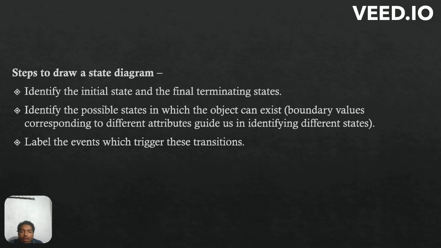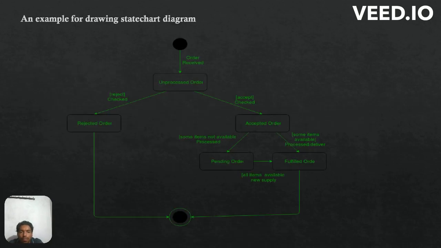Steps to draw a state chart diagram. Identify the initial state and the final termination states. Identify the possible states in which the object can exist. Label the events which trigger these transitions.